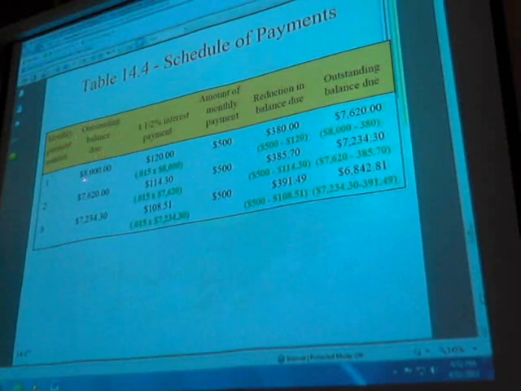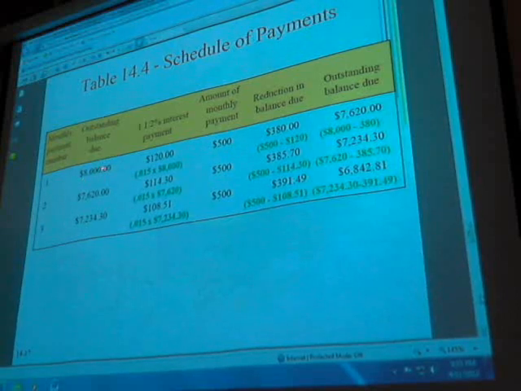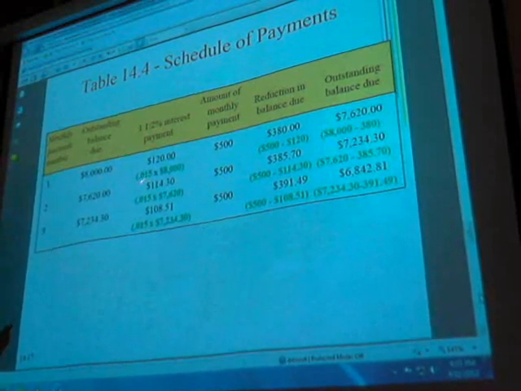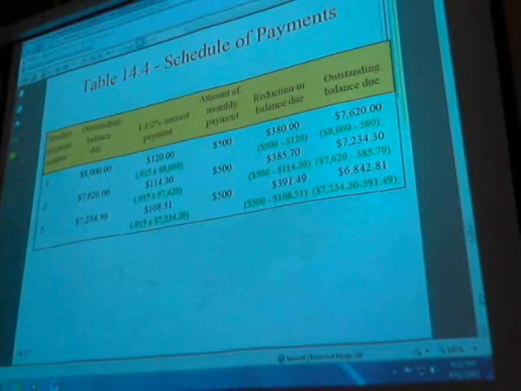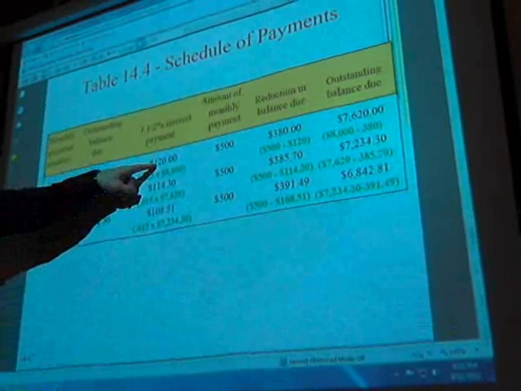Right now we owe $8,000 on this credit card or this loan, whatever. Now the interest is 1.5%. Can you see this? That's why we have 0.015 here. You multiply it times the balance outstanding, and that gives you how much interest you have to pay for that month.